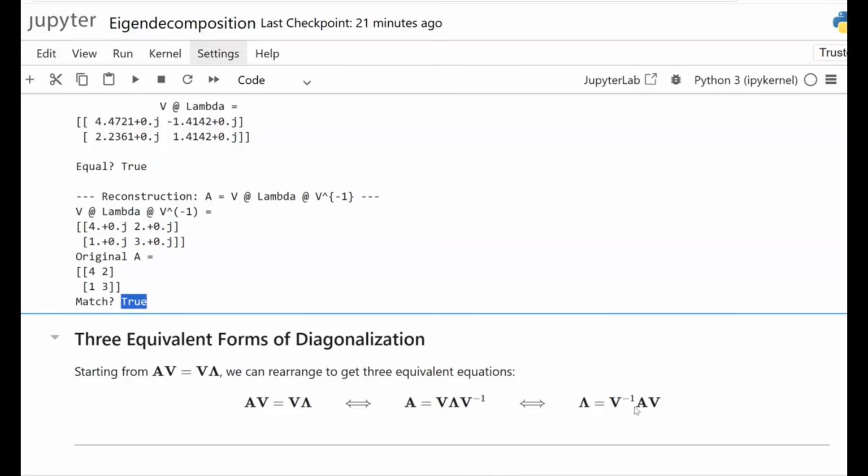Dear friends, the eigenvectors form a new coordinate system. That is, V inverse converts the vector from the standard basis to the eigenvector basis. In this new coordinate system, the matrix A is diagonal. It simply stretches each axis by the corresponding eigenvalue. Then V converts back to the standard basis. So matrix multiplication by A is fundamentally just stretching along M independent directions.